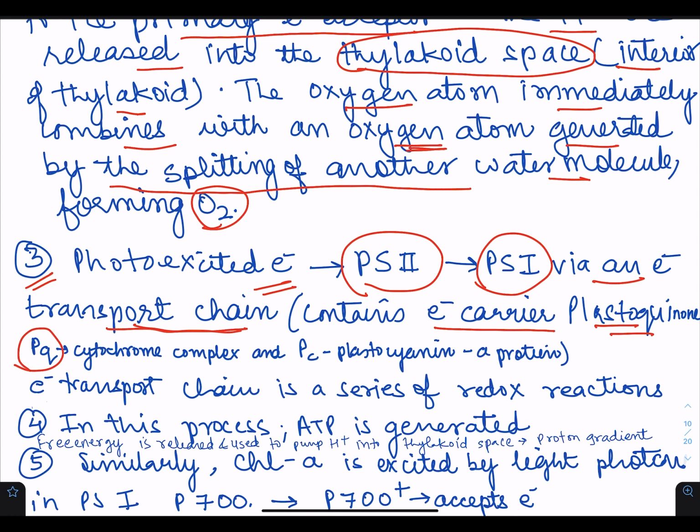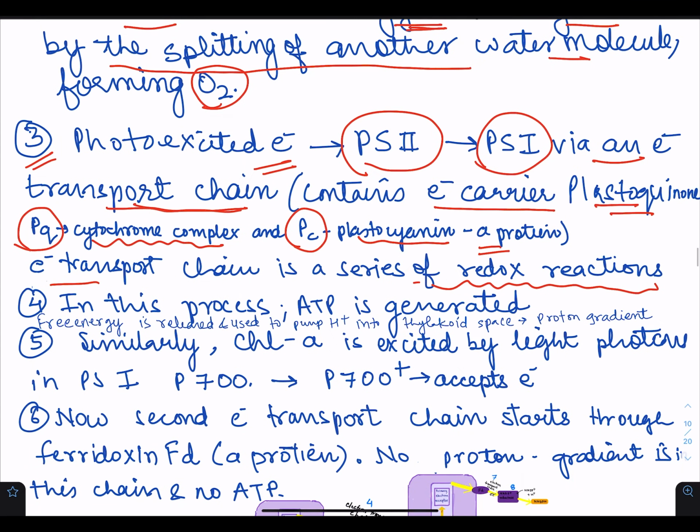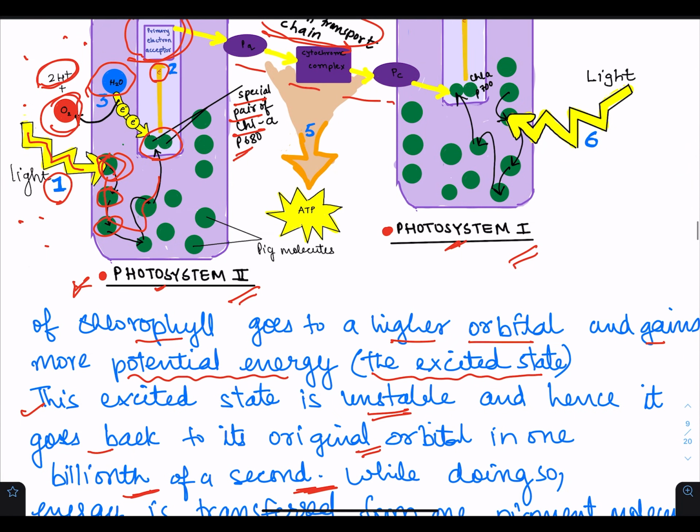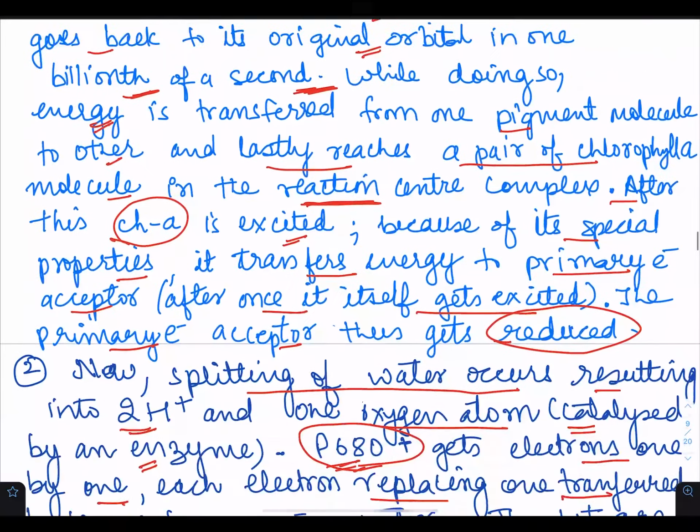What is this? It is a cytochrome complex, and plastocyanin, symbolized as PC, which is a protein. So electron transport chain, what is this? It is a series of redox reactions. In this process, ATP is generated. ATP is generated over here.